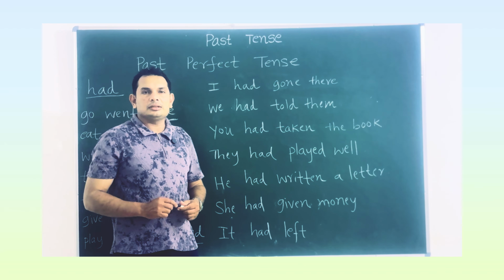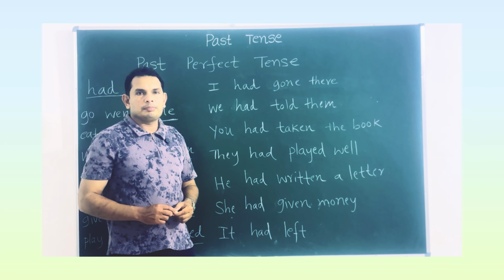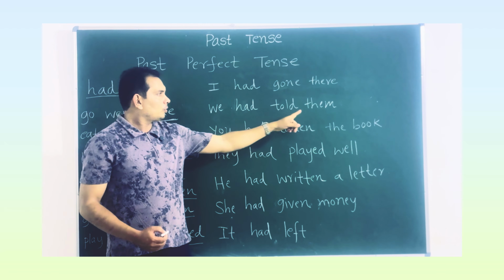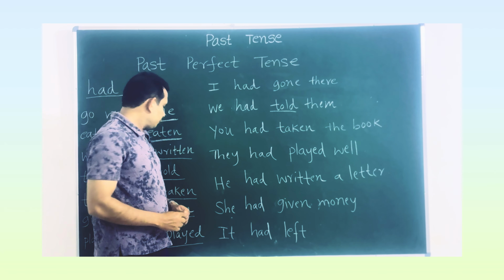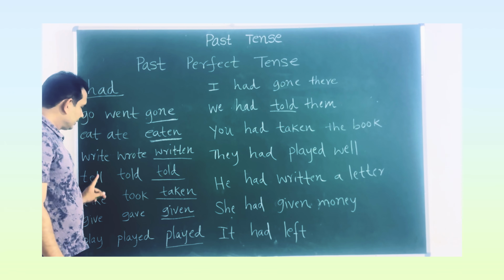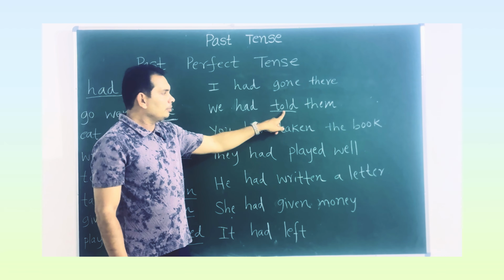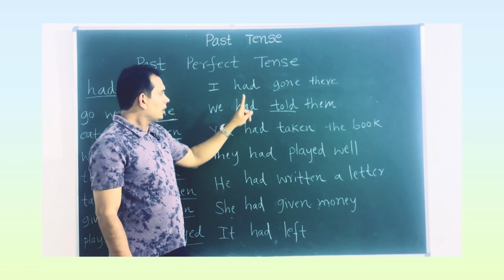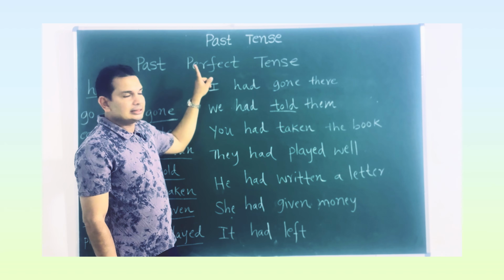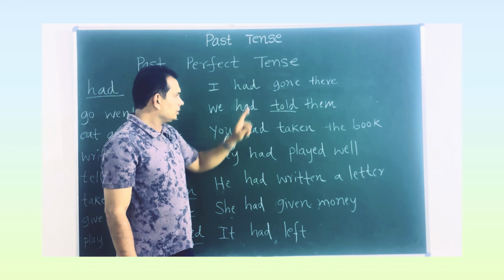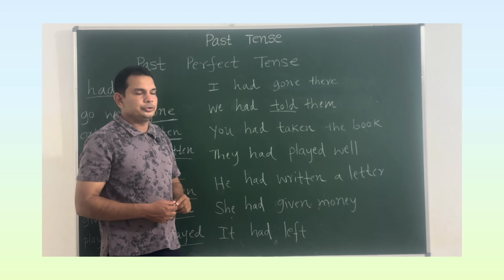We use the past perfect tense to talk about an action that was completed before another action. Let's learn with examples. I had gone there before she visited the place. We had told them. Here told is the past participle form of the verb tell. Tell, told, told. We must write third form of the verb or past participle form of the verb after writing the auxiliary had when we write sentences in the past perfect tense.